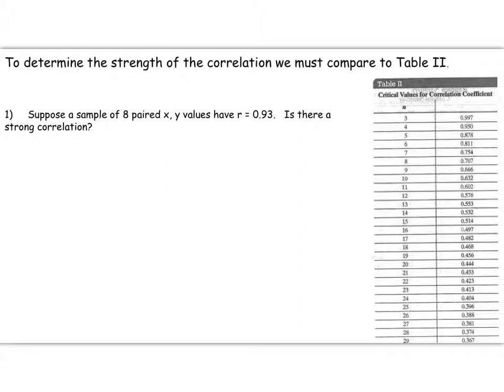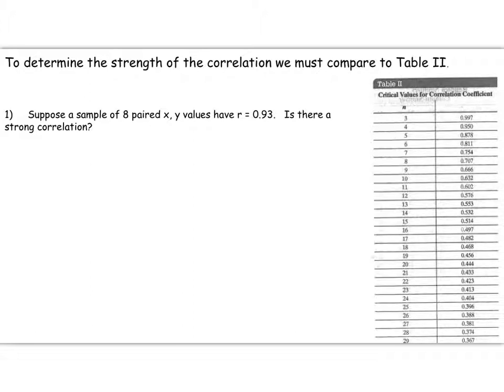So in order to determine the strength of our correlation, we have to use our table. The reason is because if I only had 2 pieces of data, then I could have a correlation of 1 because I could make a straight line between any 2 points. You'll notice that our n value starts at 3. I'd need at least 3 pieces of data in order to find a linear equation.